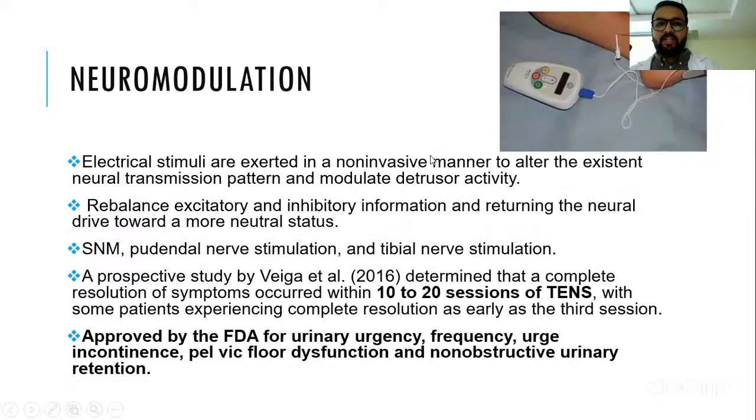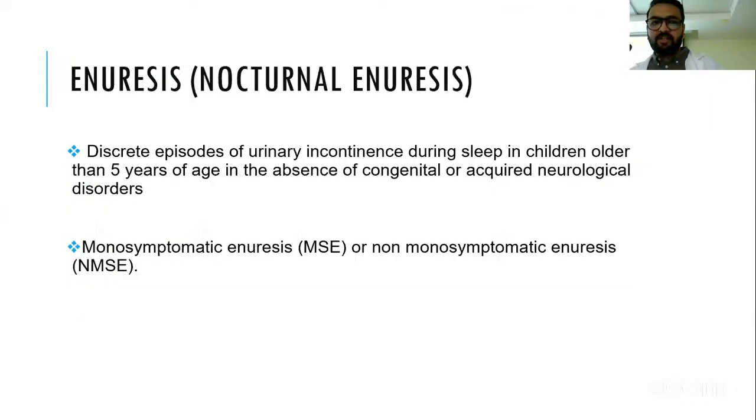Then neuromodulation, the electric stimuli are exerted in a non-invasive manner to alter the transmission pattern and modulate the detrusor activity. It can be sacral neuromodulation, pudendal nerve modulation, or tibial nerve stimulation. A study shows that up to 10 to 20 sessions may be required, but results are seen in some studies as early as the third session. It is approved by FDA for urinary frequency, urge incontinence, pelvic dysfunction, and non-obstructive urinary retention.